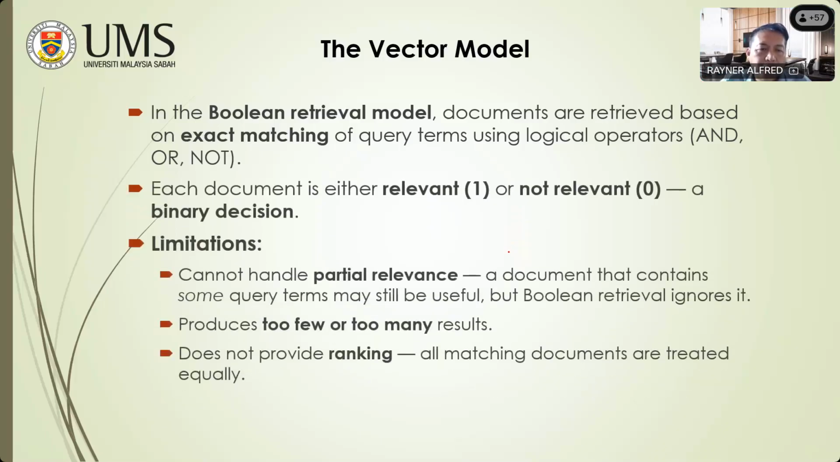Okay, so these are the problems. We cannot do partial matching or partial relevance. Sometimes the result given to us is too many, too few, or none, because it is very specific exact matching, and we cannot perform ranking because it is based on 1 or 0 only.